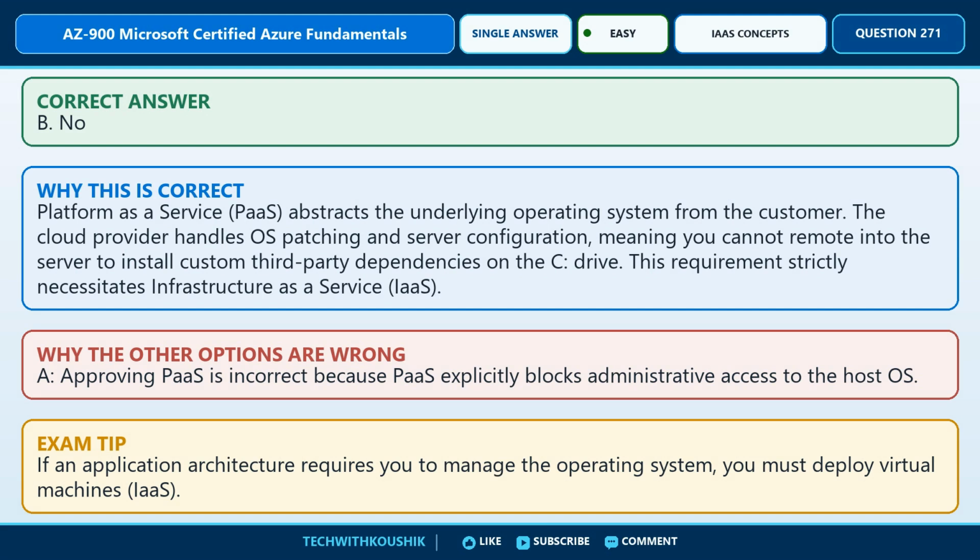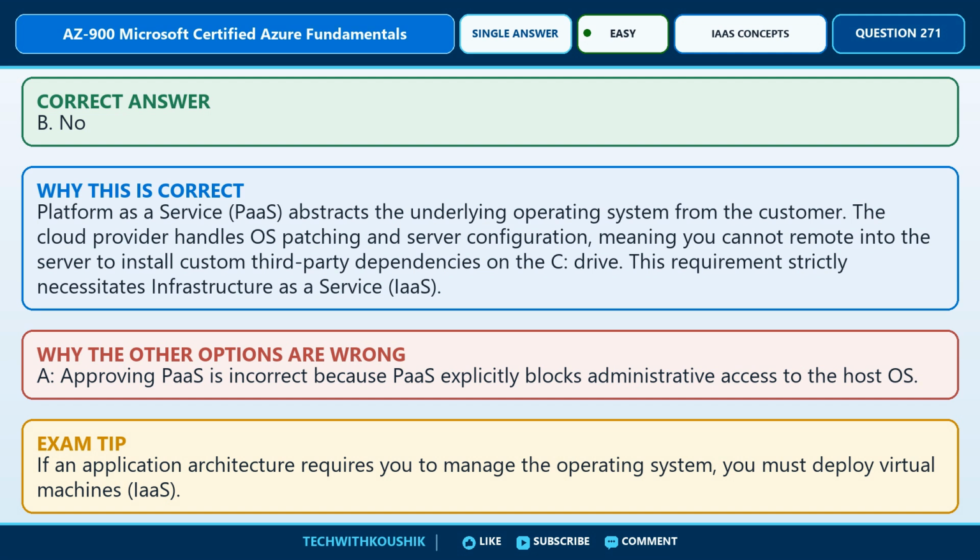This is the best choice because platform as a service, PaaS, abstracts the underlying operating system from the customer. The cloud provider handles OS patching and server configuration, meaning you cannot remote into the server to install custom third-party dependencies on the C drive. This requirement strictly necessitates infrastructure as a service, IaaS. Here's why the alternatives are not suitable.